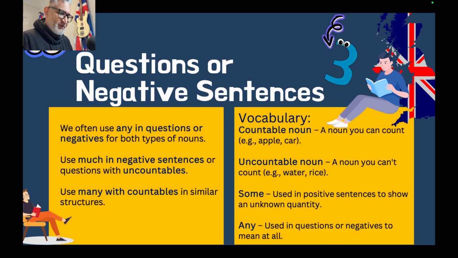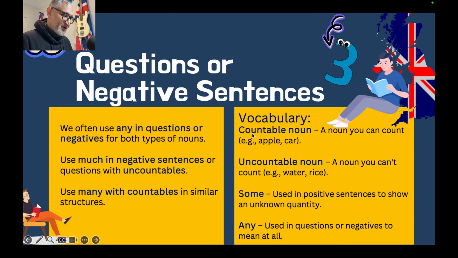We often use any in questions or negative sentences for both types of nouns. Okay. We use much in negative sentences or questions with uncountables. As we could see in the previous slide, some negative sentence with uncountable. We use many with countables in similar structures. So be careful. Questions and negative sentences are sentences that you have to be more careful when you're doing, because there are some details you have to take into consideration when you're writing or speaking, okay? So let's go with this part that have vocabulary.